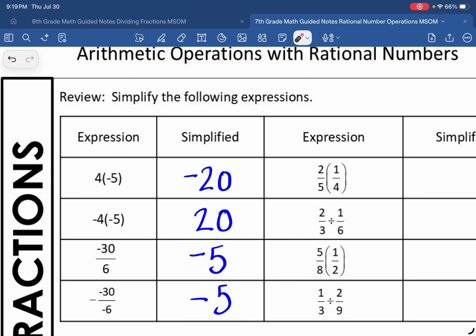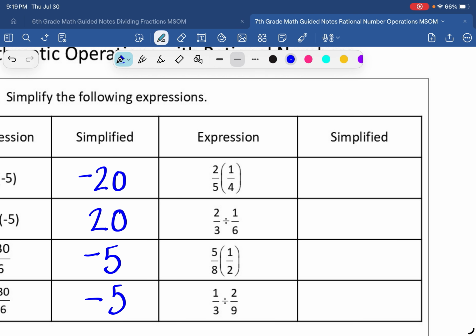Here I have 1, 2, 3 negatives, which is odd, so it will be negative. Simplifying fractions, when I multiply across. So 2 times 1 is 2, 5 times 4 is 20, and then that reduces to 1/10. I'm going to jump down and multiply these fractions here in the third row. 5 times 1 is 5, 8 times 2 is 16, and that is reduced.